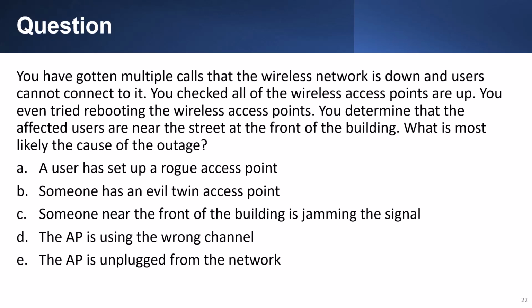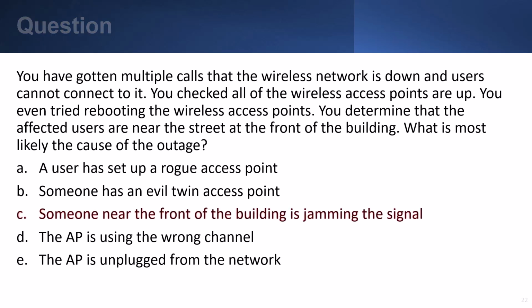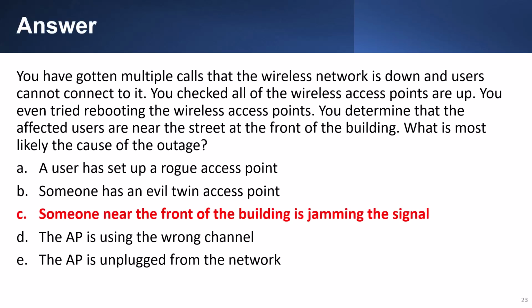Question: You have gotten multiple calls that the wireless network is down and users cannot connect to it. You checked all of the wireless access points are up, and you even tried rebooting the wireless access points. You determine that the affected users are near the street at the front of the building. What is most likely the cause of the outage? Answer: Someone near the front of the building is jamming the signal.